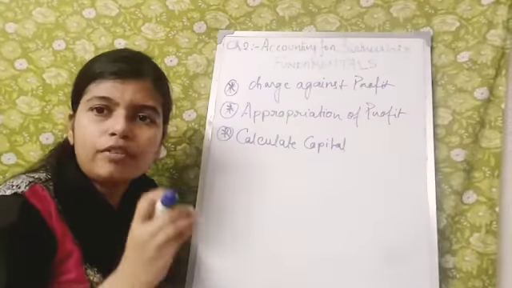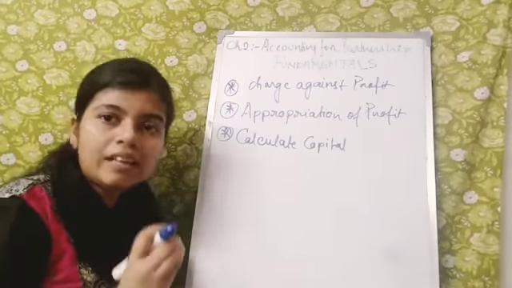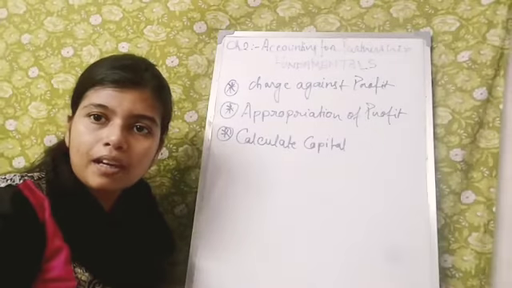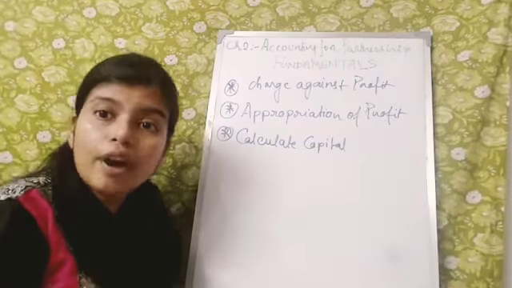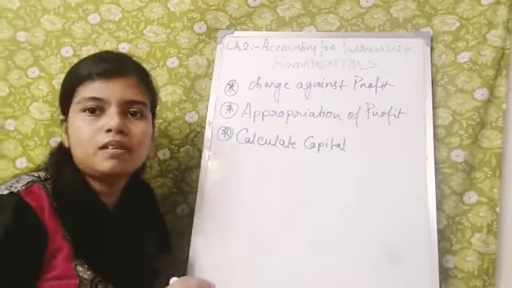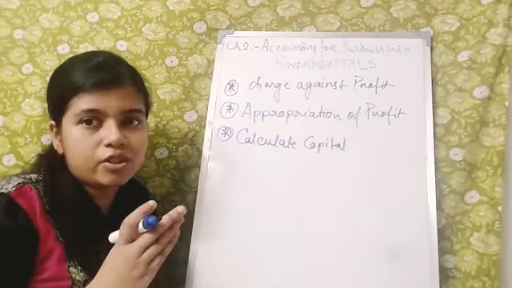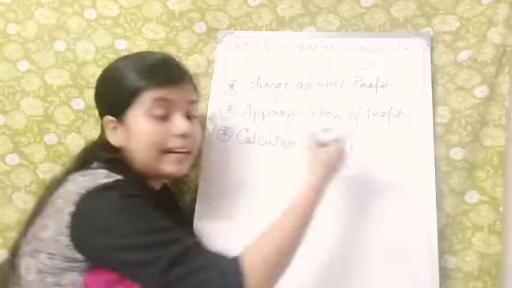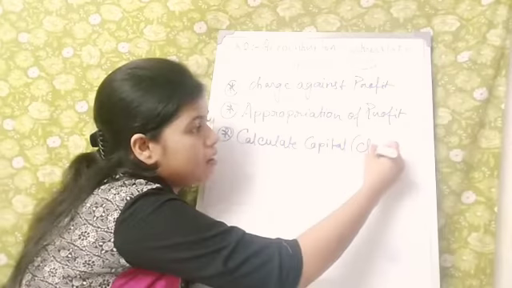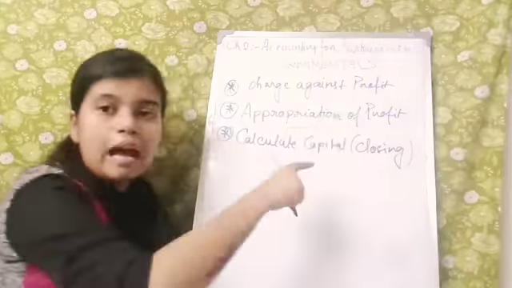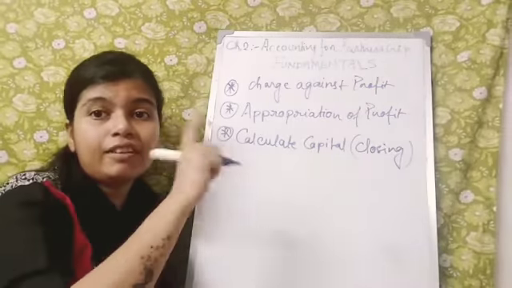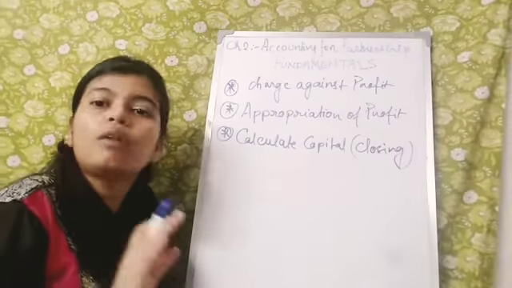What is the amount invested by the partner? What is the amount of profit earned by the partner? What are the amount of drawings that has been withdrawn from the business by a partner, etc.? And finally we will calculate the capital. This capital is known as closing capital. Since it is almost similar as you have done in class 11 accountancy, it is almost the same.